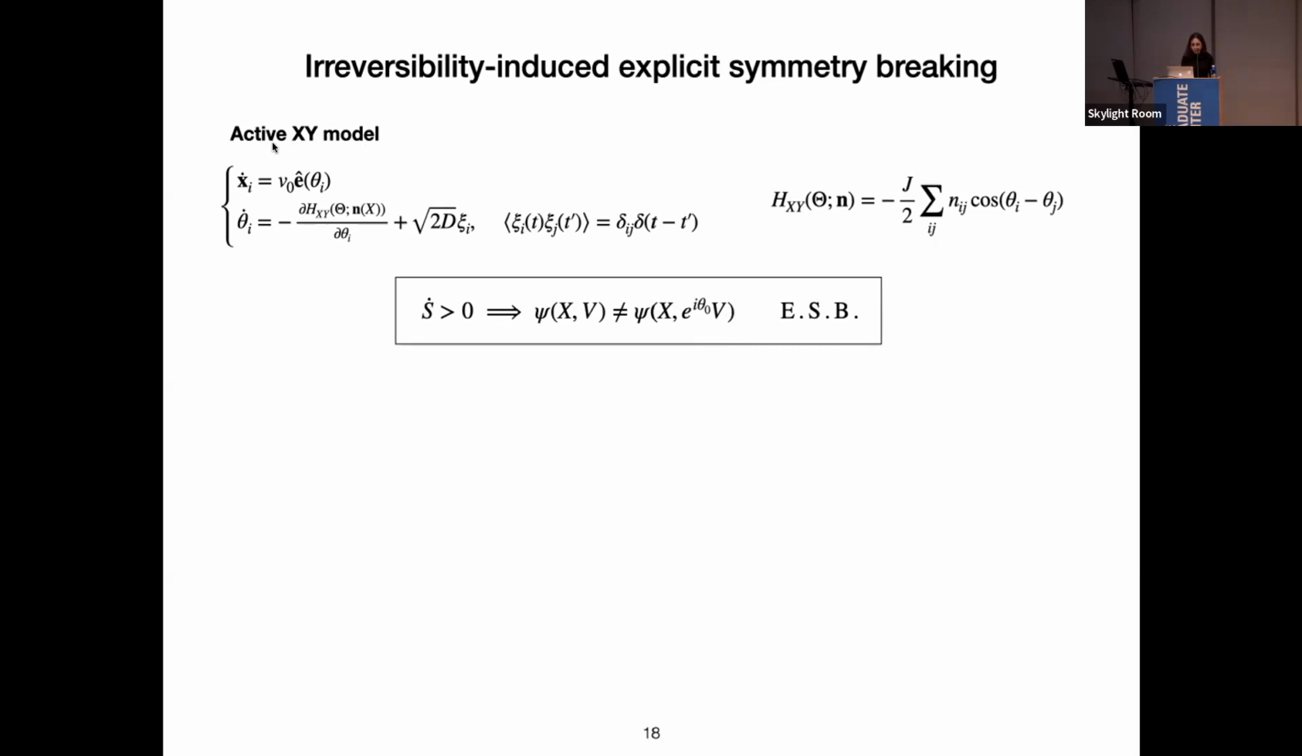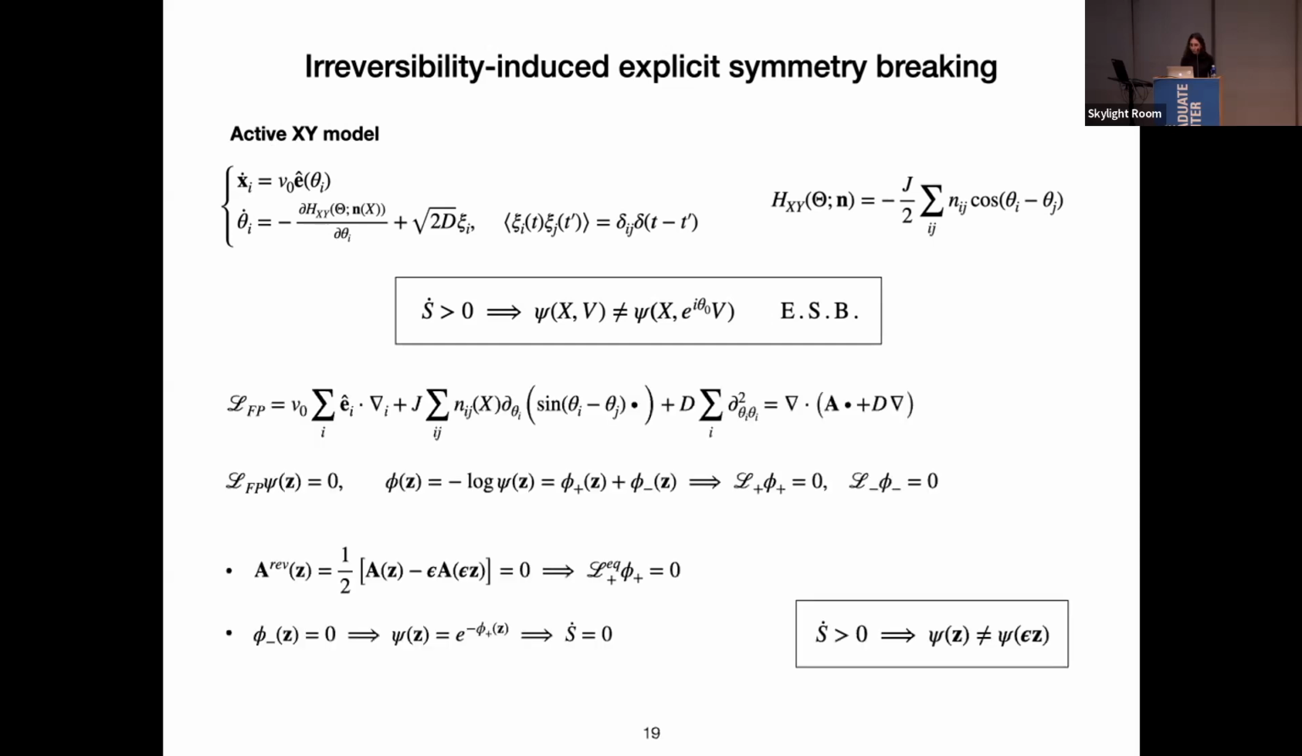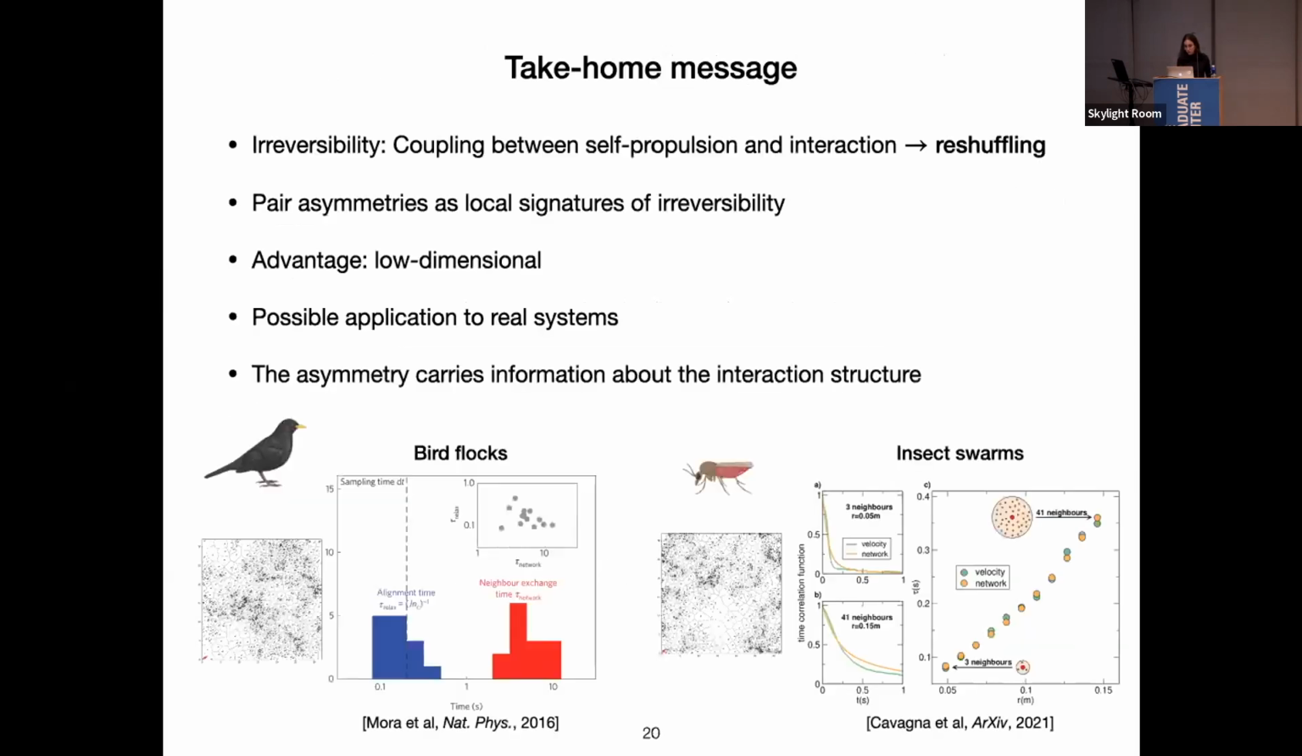This is not just possible for the active XY model. As I was saying, it's a more general result. I don't want to go through the details, but a similar asymmetry can be derived from the condition of irreversibility for any stochastic process that has a zero reversible drift and additive noise. So to conclude, what we understood is that, as was already known, irreversibility comes from the coupling between self-repulsion and interaction, and it can be rationalized through reshuffling.